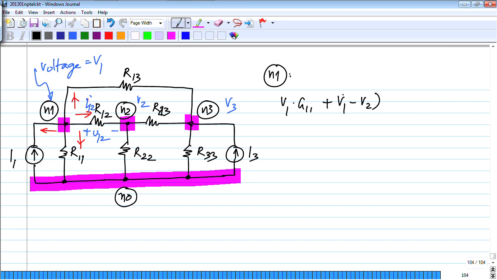Plus V1 minus V2 times G12 plus here we have V1 minus V3 as the voltage across R13. Now the voltage across R13 is V1 minus V3 and the conductance of that is G13. If I was taking the currents going away from this node, I would say minus I1, right? Because I1 is flowing in, that would be minus I1. But let me first write it like this, minus I1 equal to 0. Like I said, all the independent sources I will push to the right hand side. If I have to push it to the right hand side, I have to look at the current flowing into the node. On the left hand side, I have all the currents flowing out of the node and that has to be equal to the current flowing into the node.